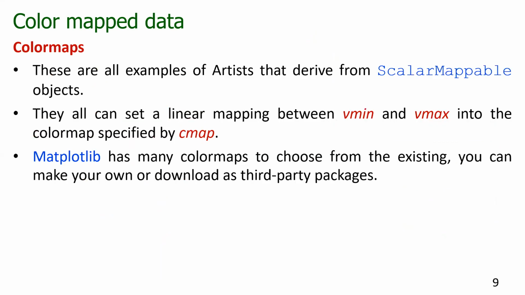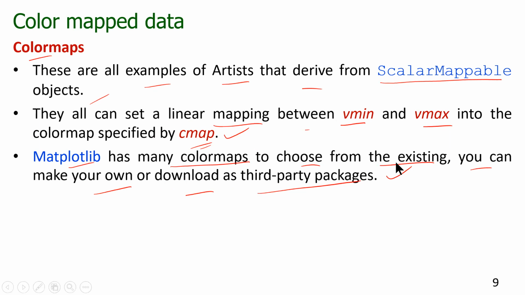Okay, we'll demonstrate that program. Before that, let us see the explanation about all this. So color maps, these are all examples of artists that derive from ScalarMappable objects. They all can set a linear mapping between vmin and vmax into the color map specified by cmap. Matplotlib has many color maps to choose from the existing. We can make our own or download them as third-party packages. That is the advantage of Matplotlib.